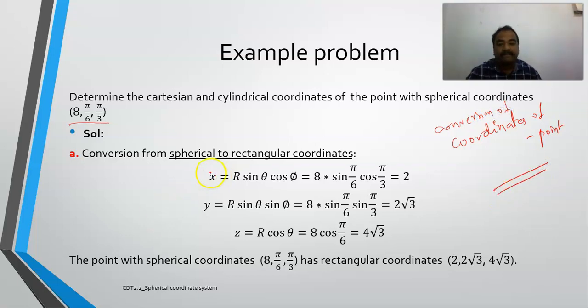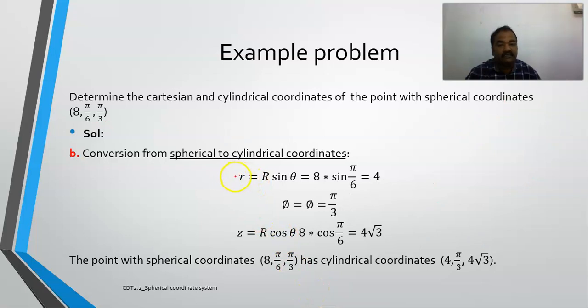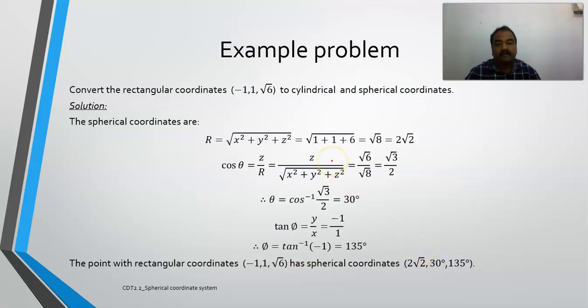Okay. So this is capital R, this is theta, this is phi. If I want to convert from spherical to rectangular, you know the formula which I have already given you. You substitute them, and you will get these values: 2, 2 root 3 and 4. Similarly for cylindrical, you know the formula for R, phi and Z. You are supposed to compute the values. And finally, now I have given you rectangular coordinates. Convert them into cylindrical and also into spherical.